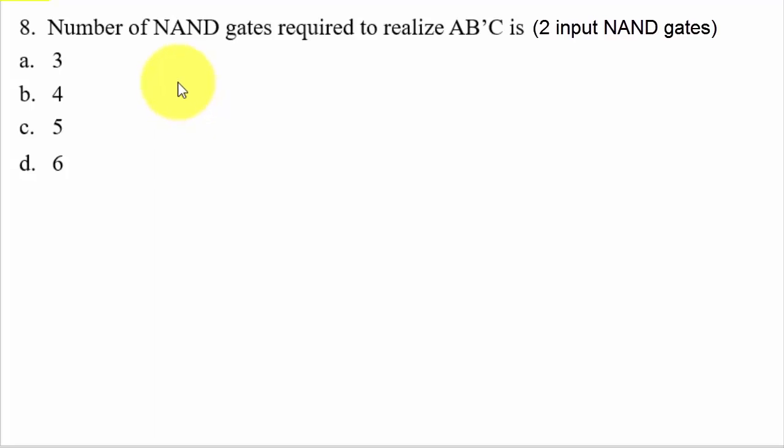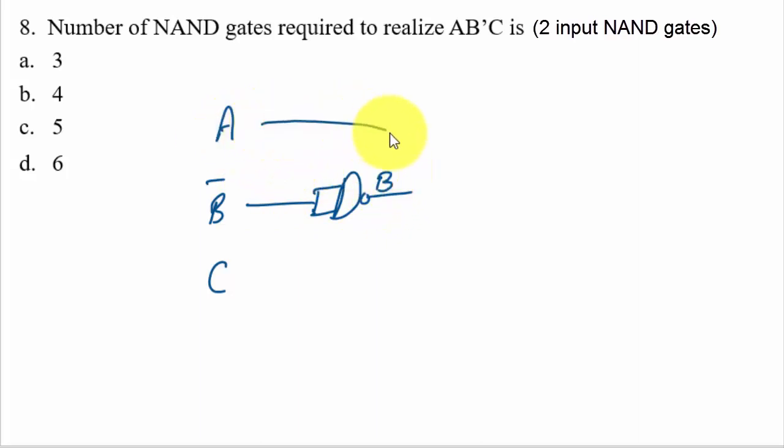Moving on to 8th question, what they are telling is the number of NAND gates required to realize A B bar C. So how many NAND gates are required, they are asking. We know how to solve this expression. Let me consider A input, B bar input and C input. The first step I will take is the uncomplemented form, so it is B over here.